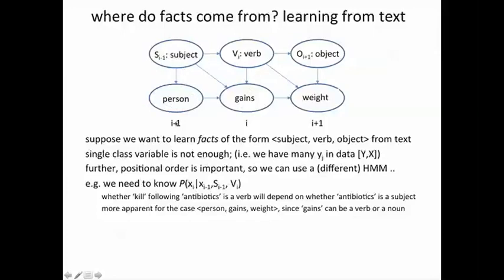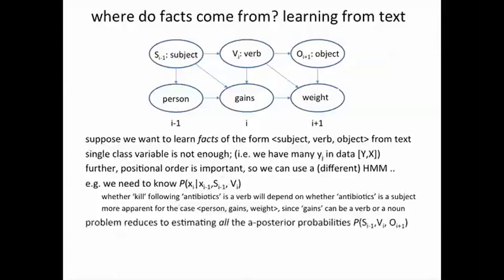So whether or not "gains" is a verb would depend on whether or not "person" is classified as a subject. Now remember, this is all supervised learning, so what we have is a whole bunch of text labeled as subject, verb, object, from which we compute these likelihoods or probabilities, and using that we figure out the a posteriori probabilities of subject, verb, and object for every word in the text. Wherever we have a high combination of S, V, and O, we can assert the fact that subject, verb, object has been learned from this piece of text.